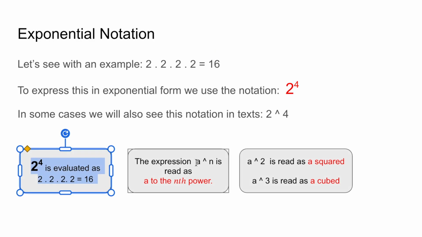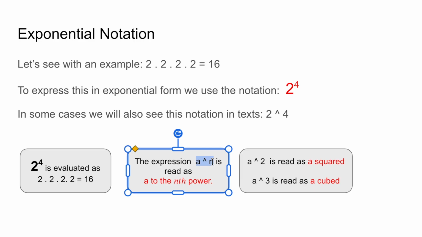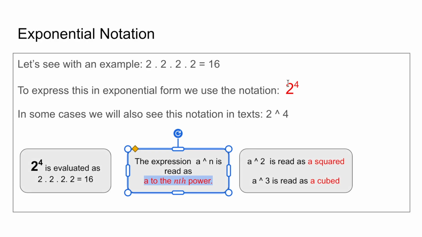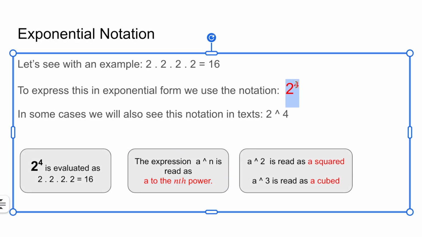The expression a raised to the power n is read as a to the nth power. That's how you have to look at it. A to the nth power. 2 raised to the 4th power. That's how you read this.